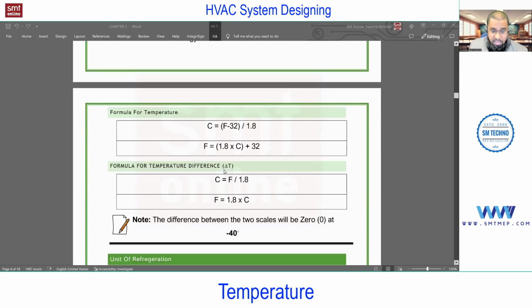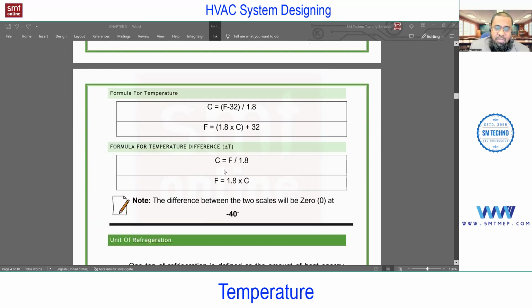No confusion. But in case you want to convert a temperature difference, in that case, you see here, it is F by 1.8. 32 is not in this formula. Similarly, F equal to 1.8 C plus 32 is not applicable here. So this is for temperature difference. So remember, when you are converting a temperature, use this formula. When you want to convert a temperature difference, then 32 is not applicable. You can use these formulas. Very, very important. Clear online? Very basic and important. We'll use this at the time of load calculation.